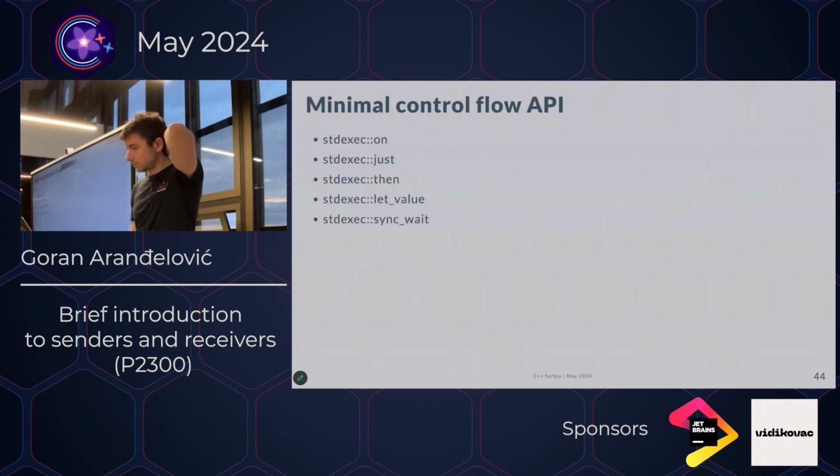Okay. I think that this is the list of the most important algorithms. So if you start and play with this library, I would suggest that you only deal with these functions, these algorithms, and then when you get accustomed to that, you can see what other algorithms are in the proposal.